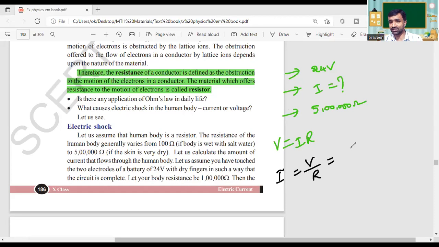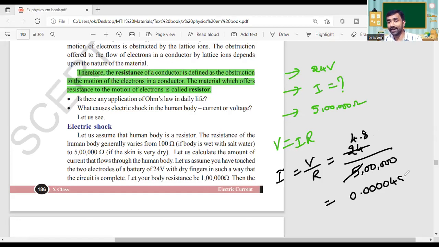So what is V here? 24. And what about resistance? Here 5 lakh ohms. So what amount of current will be allowed? So I am cancelling using the 5 table. 5 ones are 5, 5 fours are 20 and 5 eights are 40. So 4.8 by 1 lakh. So you will get how many decimal places here? 0.0000048 amperes current will be allowed through your body.